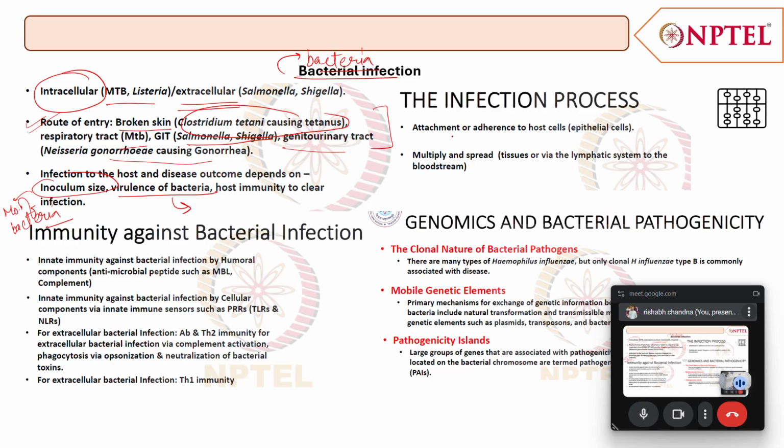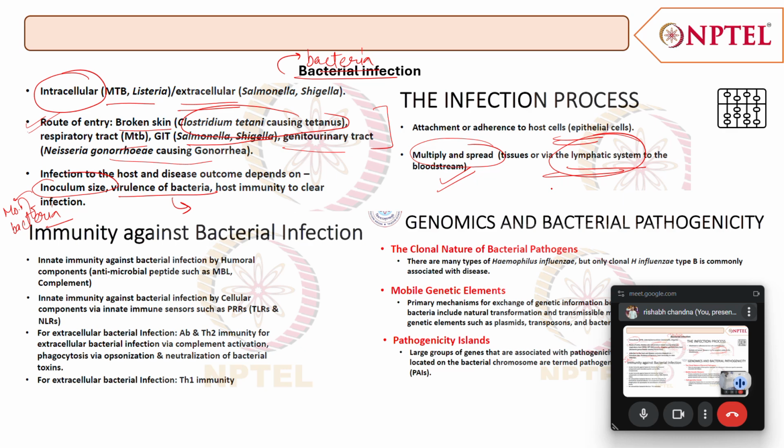The main infection process involves the attachment or adherence to the cells, mainly the epithelial cells, and then how they enter and multiply and spread inside the body in different tissues via the lymphatic system to the bloodstream. So, to enter the bloodstream, every pathogen follows the lymphatic system.